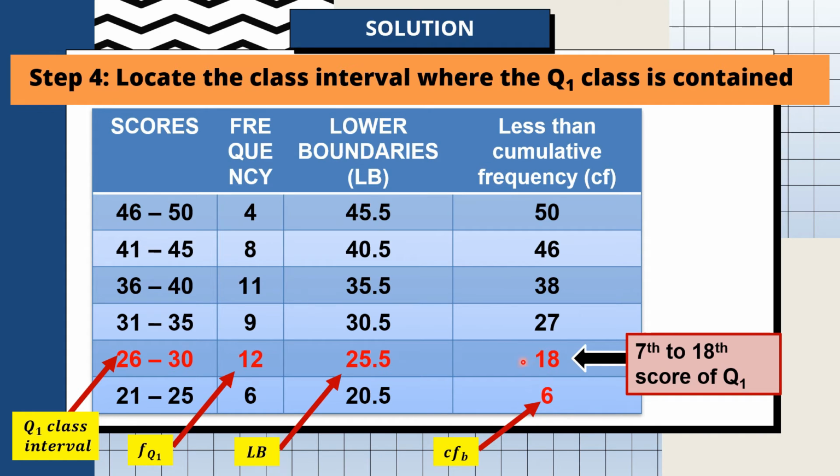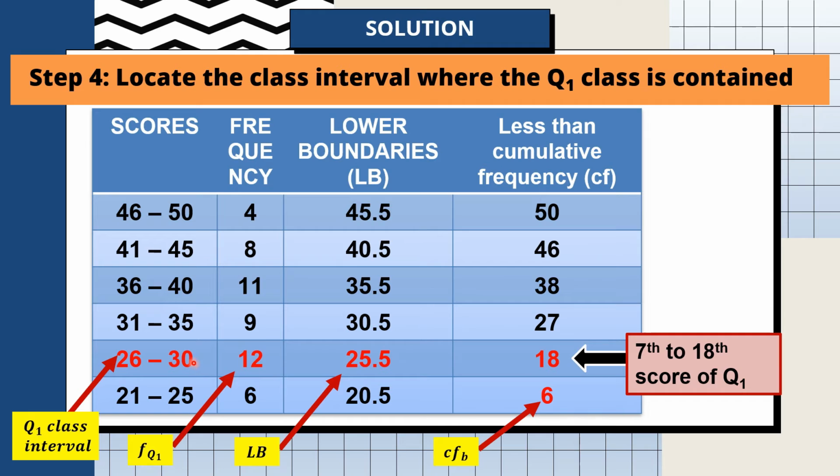So, hindi 18 ang kukunin natin. Cumulative frequency below the Q1 class. Yun yung nasa formula natin. So, 6 ang kailangan natin kunin. So, kung mapapansin, dito sa linya na to, dito natin makukuha lahat ng data natin.